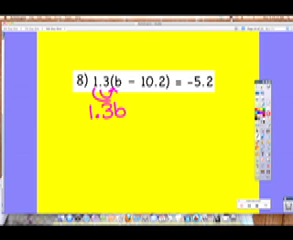Absolutely bust out your calculators. The calculator on the board doesn't have negatives, so I'm going to rely on you. Let me see you type it in. So do negative 5.2 plus 13.26. We're doing this part right here. Negative 5.2 plus 13.26.